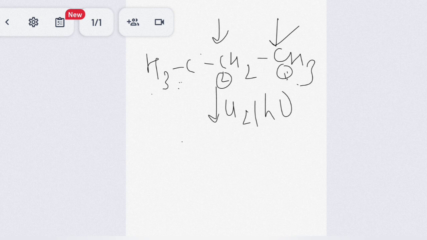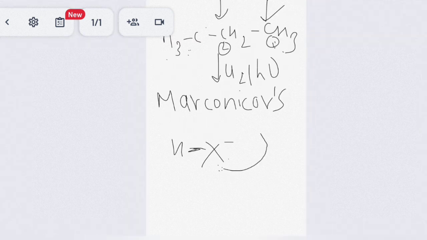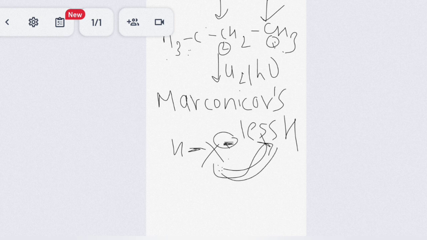That's why. So now in this case, we have to follow a rule called Markovnikov's rule. In Markovnikov's rule, for any protic acid, the electronegative element will always attach to the carbon having fewer hydrogens. So the negative one will attach to fewer hydrogens. You can keep this in mind: negativity wants fewer hydrogens and positivity wants more hydrogens.